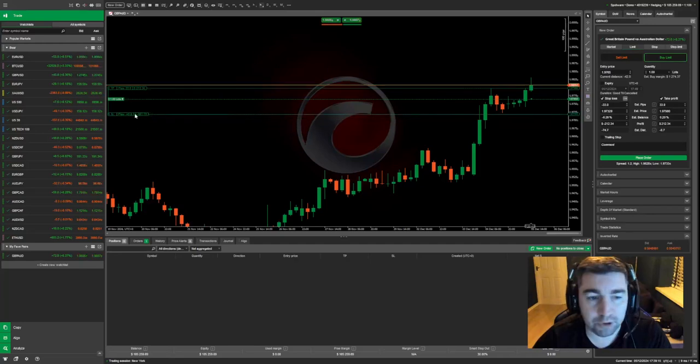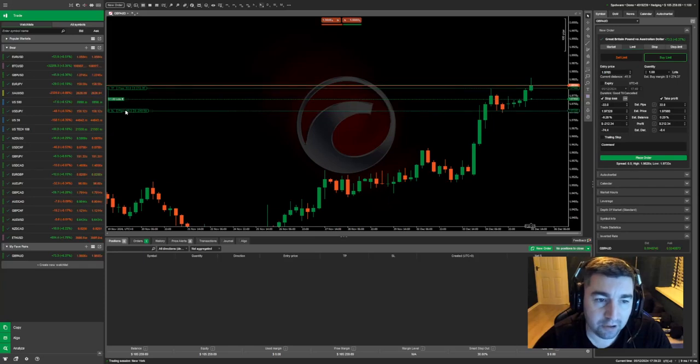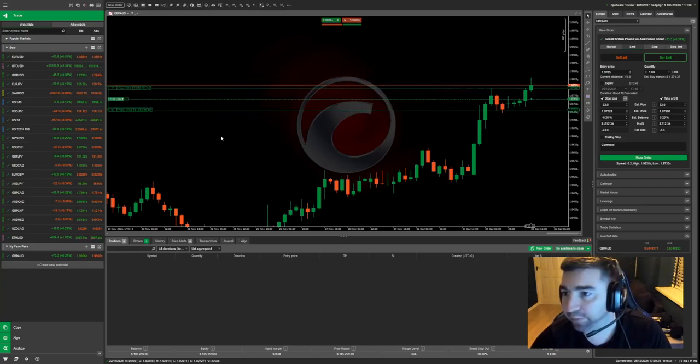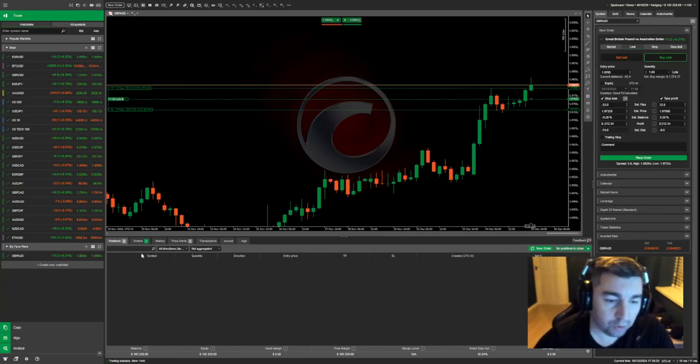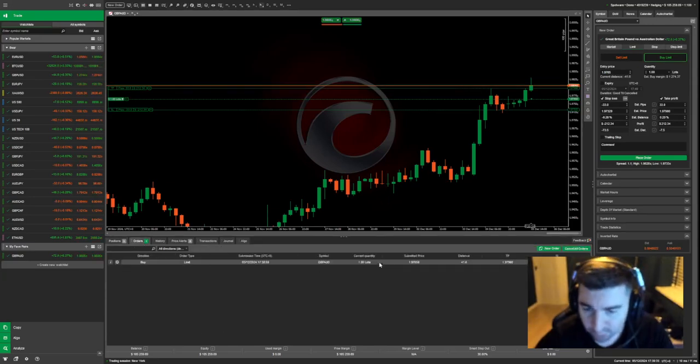But remember, when you move them, you're changing how much you're risking. So now it says 46.9 pips instead of the 33 that we had it at before. And it will tell you in the top right that the stop loss of the order has been modified successfully. Now, if you go down to this section here, orders, we've placed this order here, which is the one we've just had.